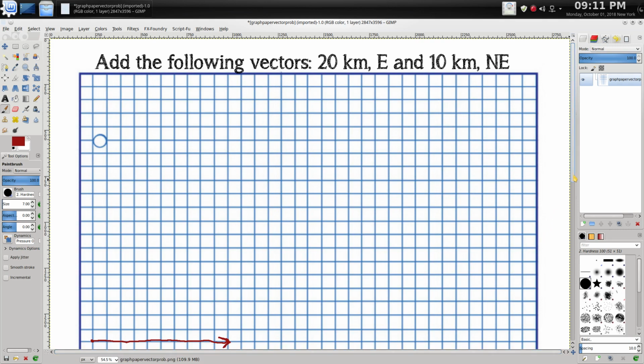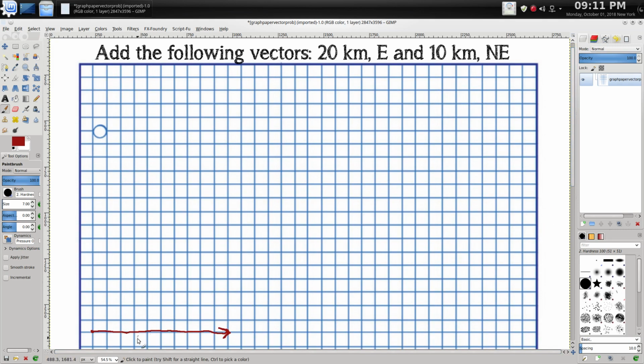Now, it's always a good idea to go ahead and label your vector. So we know that this is 20 kilometers east. And I know we have the arrow drawn pointing east, and that's fine. But some people are really picky, meaning some teachers. So, all right. The next thing that we need to do is we need to go 10 kilometers north of east.